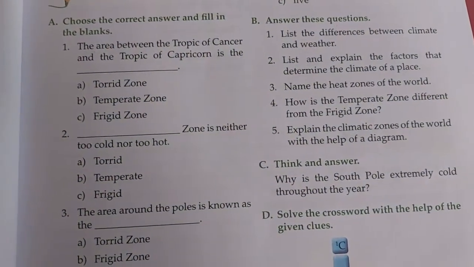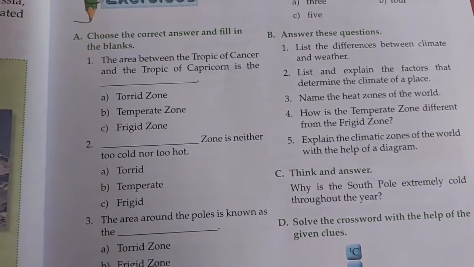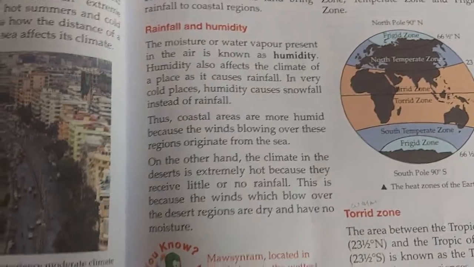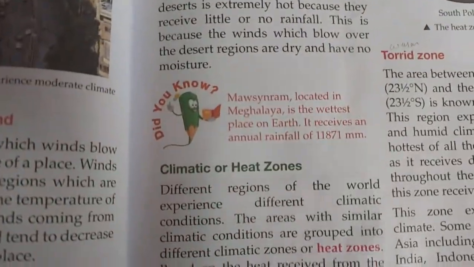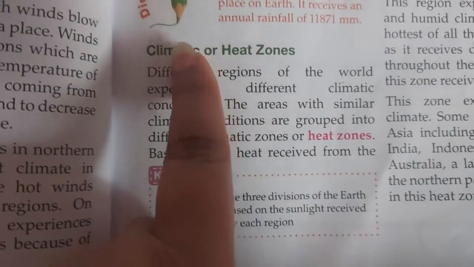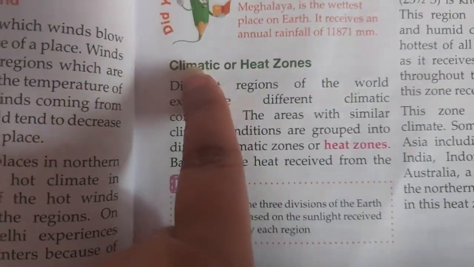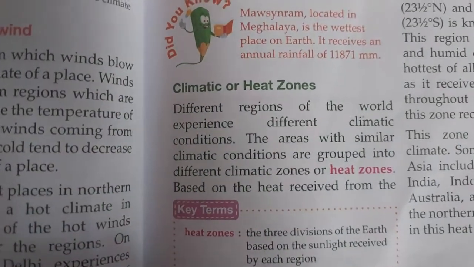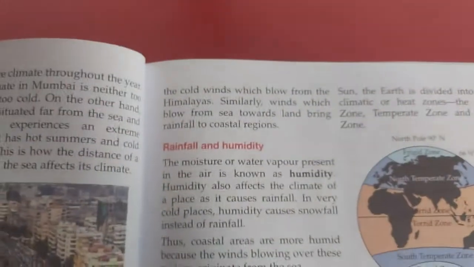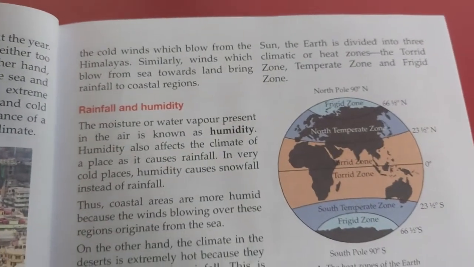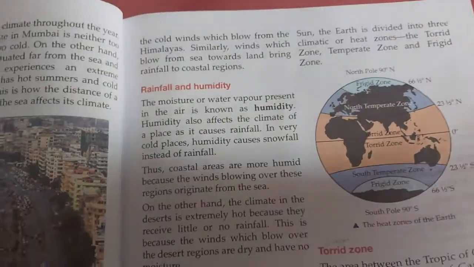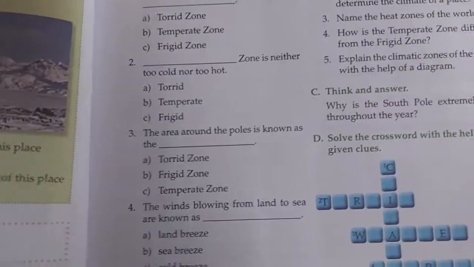Next is question number 3, name the heat zones of the world. For this you can go to page number 15, and here you can find the heading climatic or heat zones. From here you can find the 3 parts of the heat zones which are mentioned: the torrid zone, the temperate zone and the freeze zone. That is the answer of question number 3.